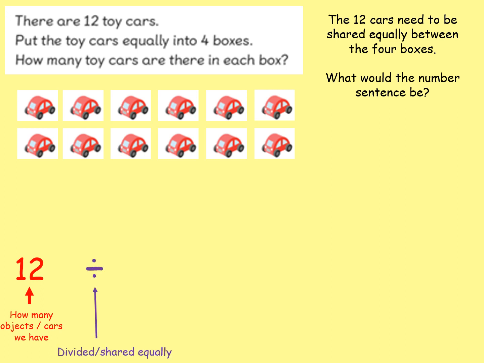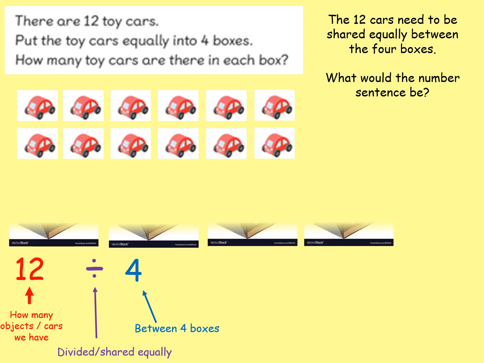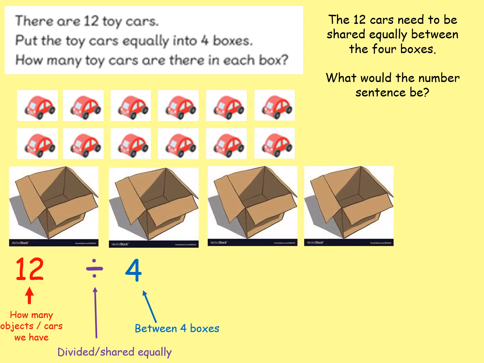And we know we are going to be sharing them equally. We're sharing the cars, so we need to use our divide operation because it means share. We're sharing 12 cars. And what are we sharing the 12 cars into? Yes, we're sharing the 12 cars between 4 boxes. So we need our 4 boxes and we're going to share them equally. Right, so let's see what happens, guys.